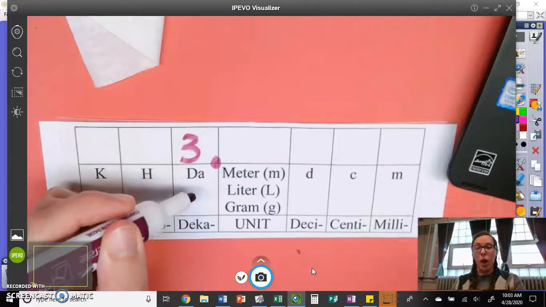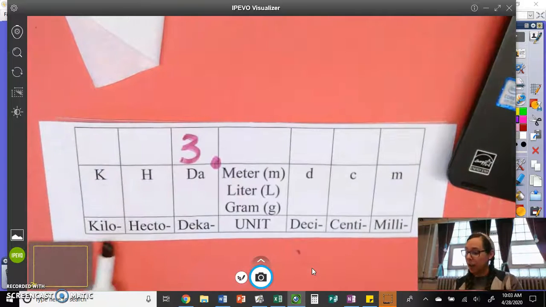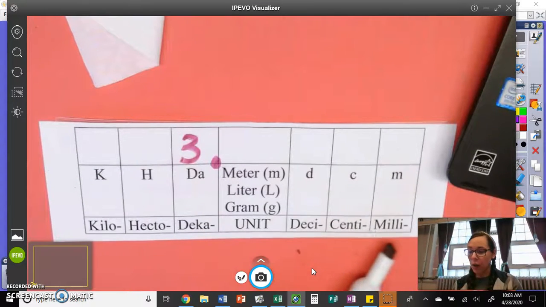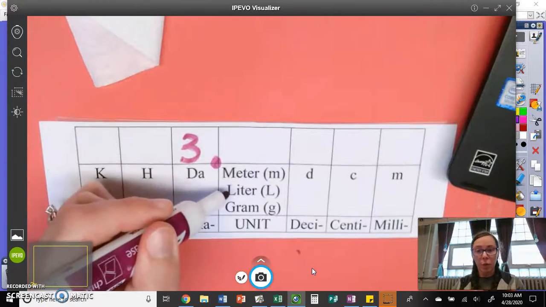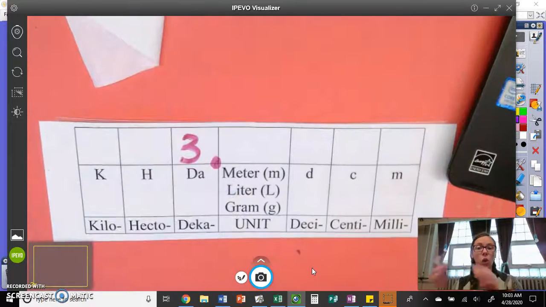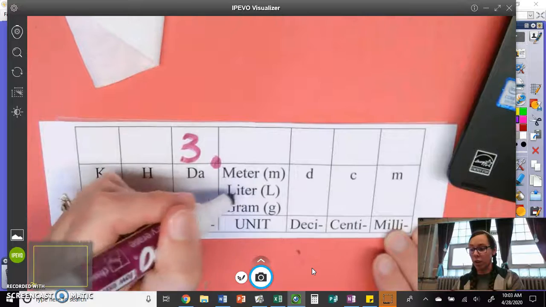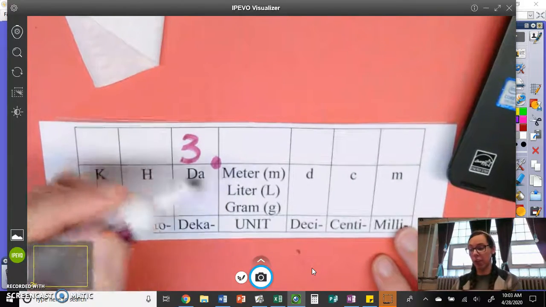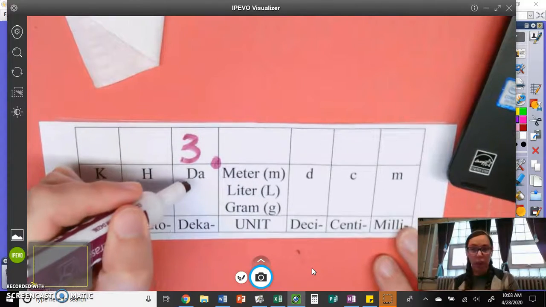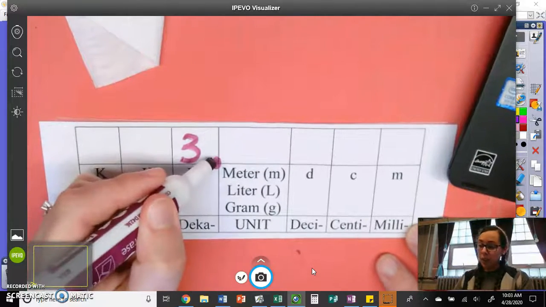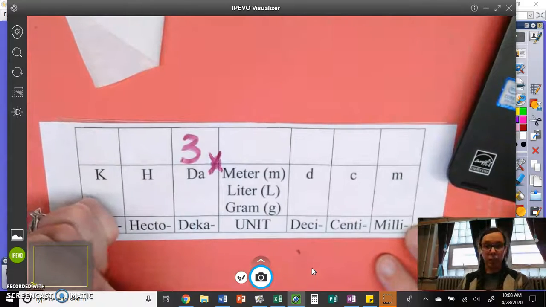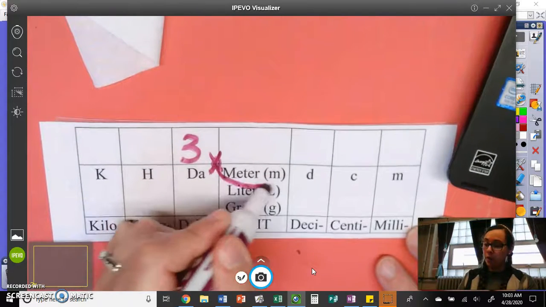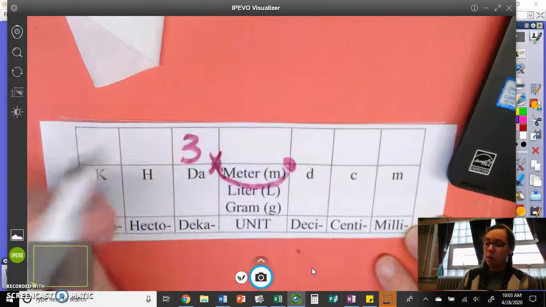And if I want to know how many liters that is, I have to find liter. Uh-oh, I don't see it down here. That's because liter is up here by itself. This is like the whole unit. It's not 10 more and it's not 10 less. It's one unit by itself. So liter, meter, and gram are here in the middle. So if I want to know how many liters 3 deciliters is, I'm going to cross out my decimal point there and move it to the new place that I'm converting to.